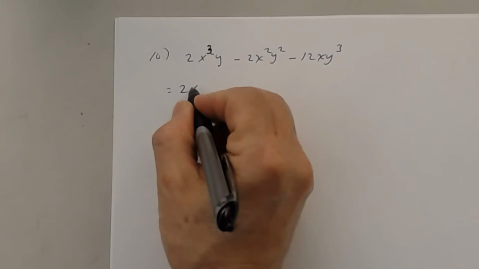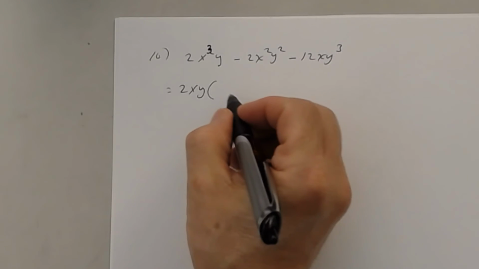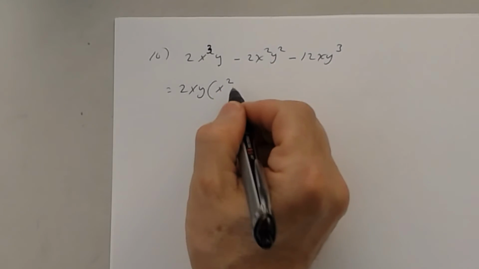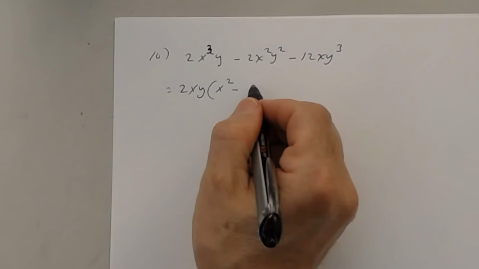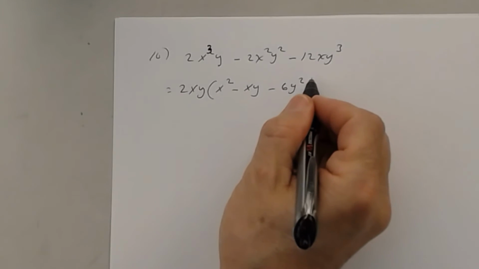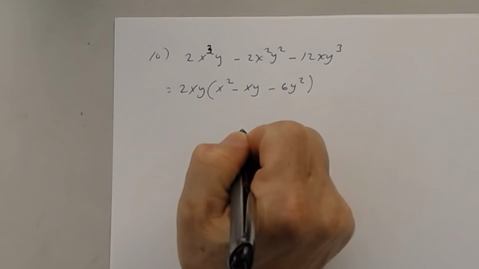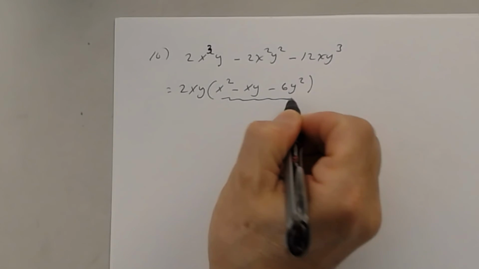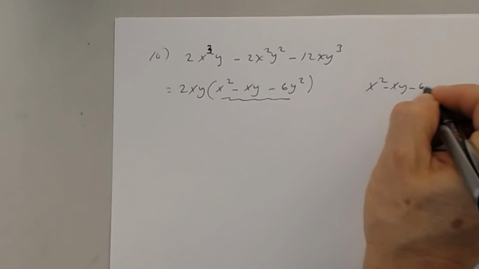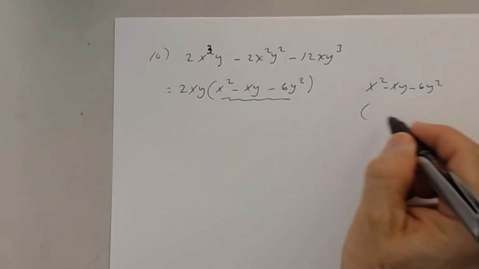So you can say 2xy times what? X squared. You all agree it's x squared? Okay. Minus, what about this one? xy, good. And then minus 6y squared, is that correct? Okay. Now take this part here, that trinomial, go off to the side, and see if you can factor it.